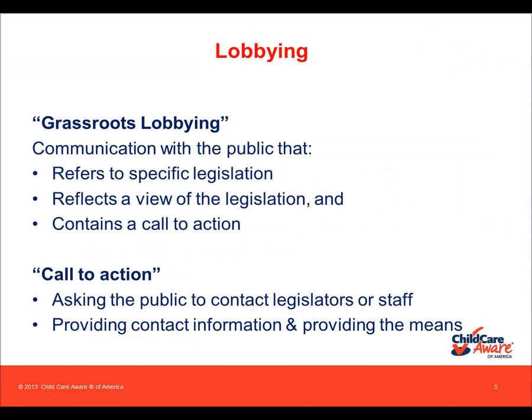It's saying we want to pass this bill. Make sure you call your senator. Make sure you email them. Make sure you write them. Giving them a specific task to do in reference to a certain piece of legislation is what a call to action is.